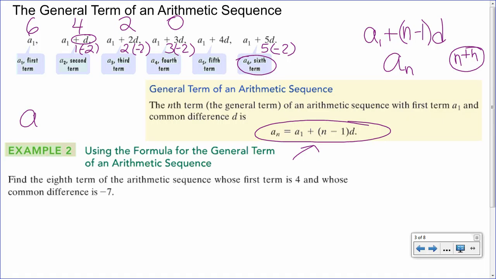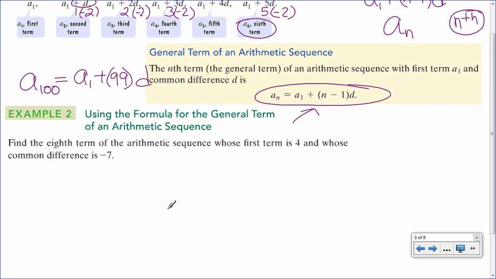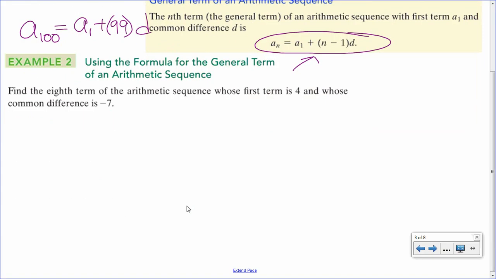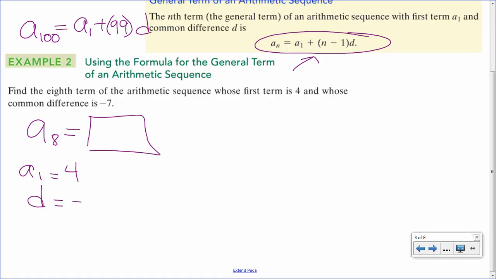So let's see. If we want to find A sub 100, we will need the first term, and then how many times will we subtract the difference? 99. Very nice. Okay. So now with that, we can use the formula because you know where it comes from. Now let's answer that question. So find the eighth term of the arithmetic sequence, so we're going for a sub 8. That's our question. Whose first term is 4, and the difference is negative 7.